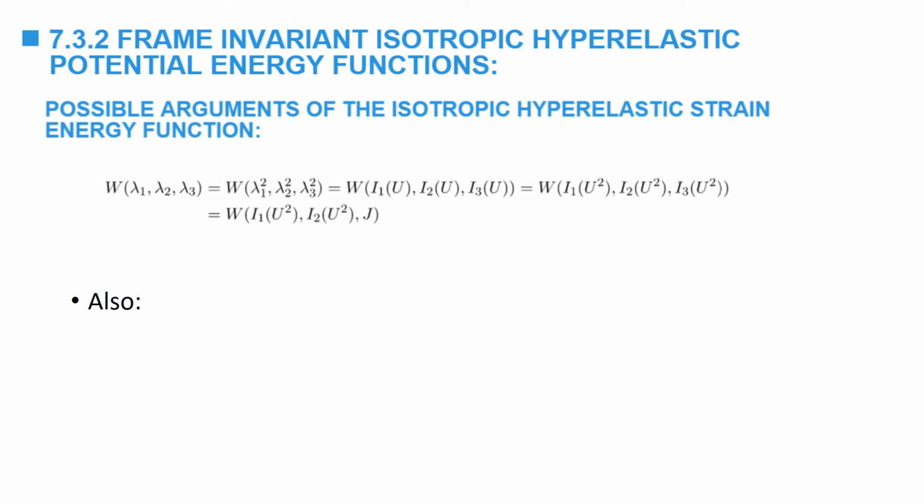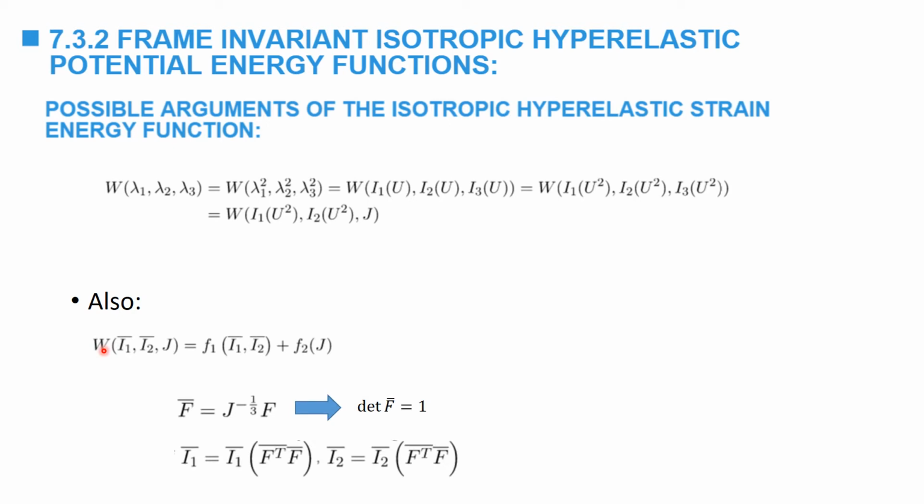It turns out that for any isotropic hyperelastic material, you can write W as a function of the following sets of components. The principal stretches lambda 1, lambda 2, lambda 3, the squares of these, lambda 1 square, lambda 2 square, lambda 3 square, the first invariant of U, the second invariant of U, the third invariant of U, or the three invariants of U squared, or the first invariant of U squared, the second invariant of U squared, and J, which is the determinant of F. All these are equivalent, and the proof of this is online.